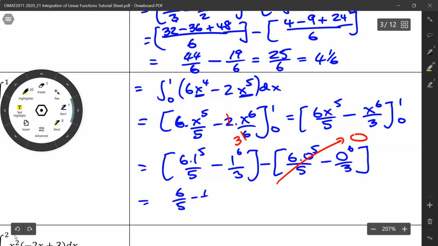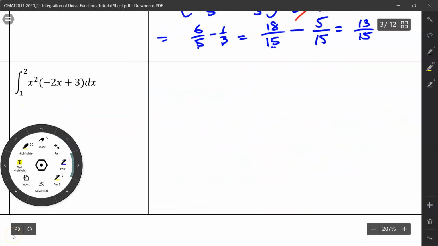And that gives me 6/5 minus 1/3. So I need to put it over, the lowest common multiple is 15. So I write 6/5. 5 goes into 15 3 times. 3 times 6 is 18. And then 1/3. 3 goes into 15 5 times. 1 times 5 is 5. So that gives me 18 minus 5 is 13 15ths.